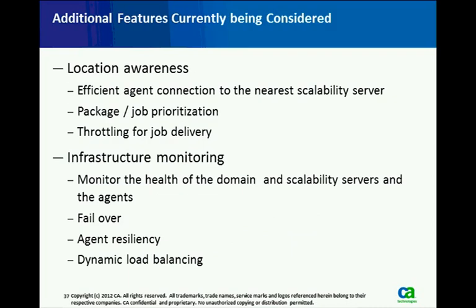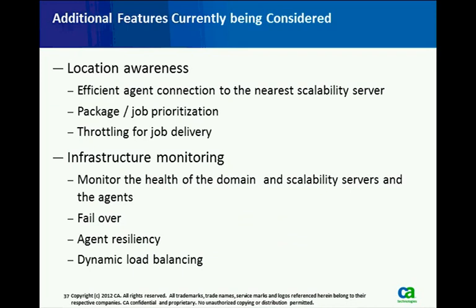We're also going to be adding some enhancements for location awareness so that your agent can connect to the nearest scalability server based on IP address. So say I'm based in the UK and I go to our New York office. Instead of connecting back to the scalability server in the UK, it's going to connect to the scalability server in that office that I'm nearest to, for more efficient ways to get me my jobs and manage my system.